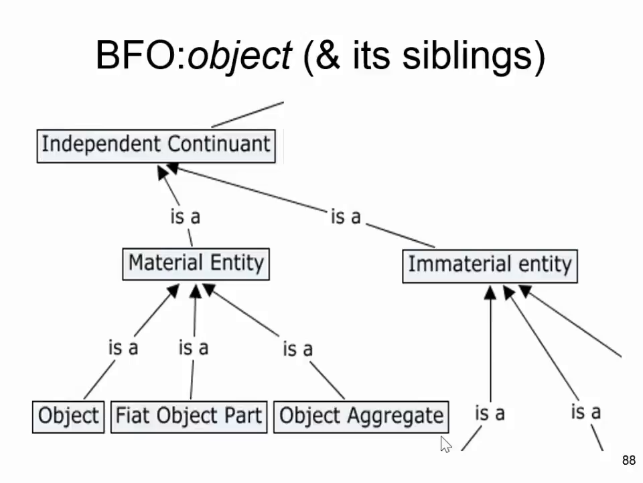And then we have object aggregates. Now, these two pieces of chalk form one object aggregate. So these are examples of Fiat object parts.